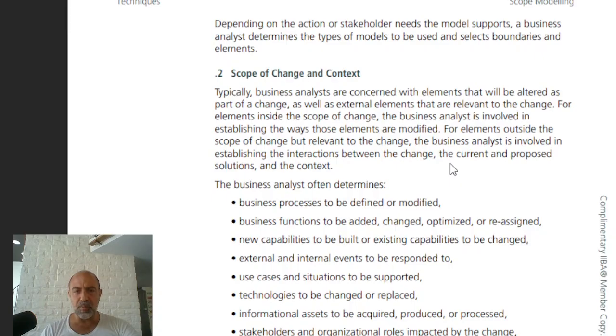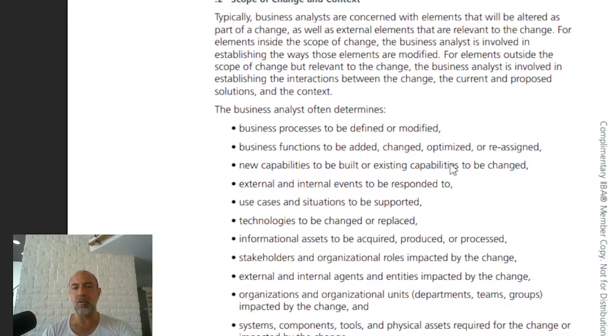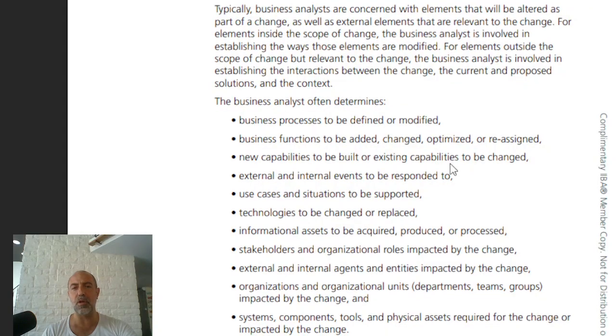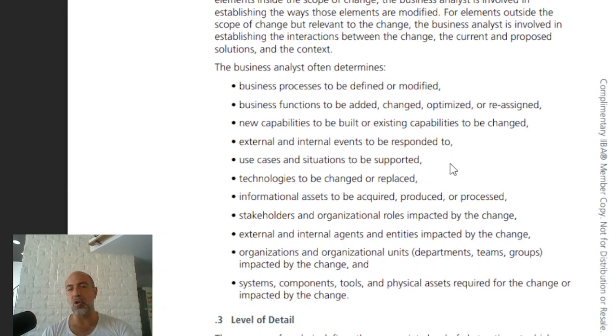Scope of change in context. Typically, business analysts are concerned with elements that will be altered as part of the change. That's basically the change in context, as well as the external elements that are relevant to the change. For example, for elements inside the scope of change, the business analyst is involved in establishing the ways those elements are modified. For elements outside the scope of change but relevant to the change, the business analyst is involved in establishing the interactions between the change and the current and proposed solutions of the context. So it often determines the business processes to be defined or modified, the functions to be added. The scope is kind of the outline of everything that will be done.